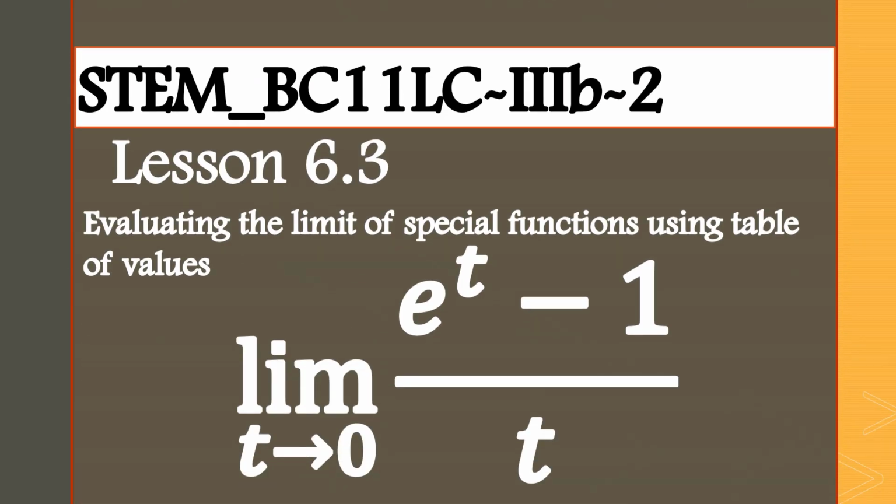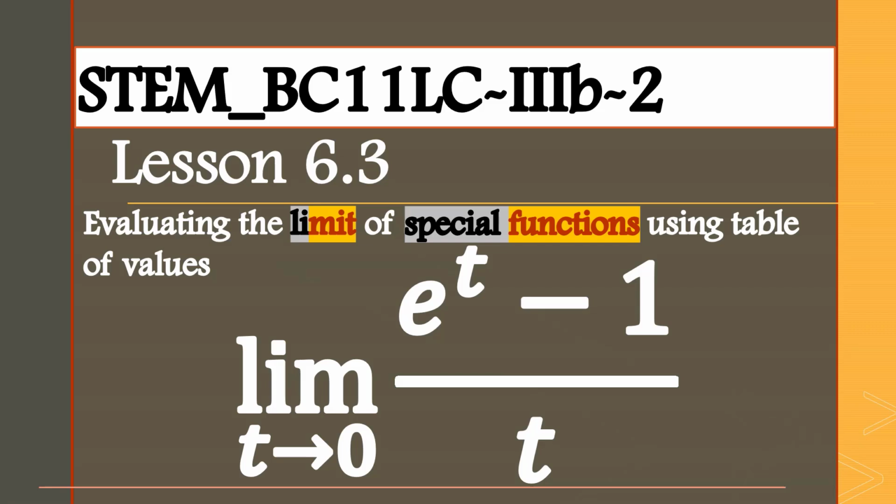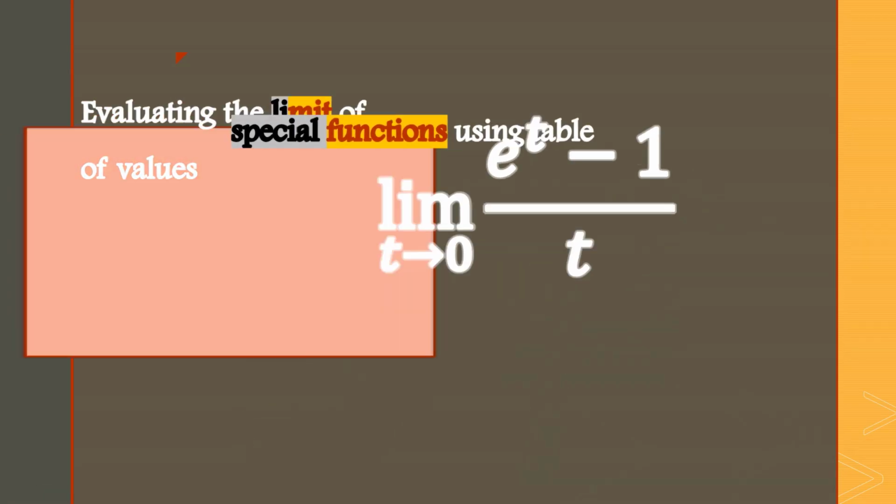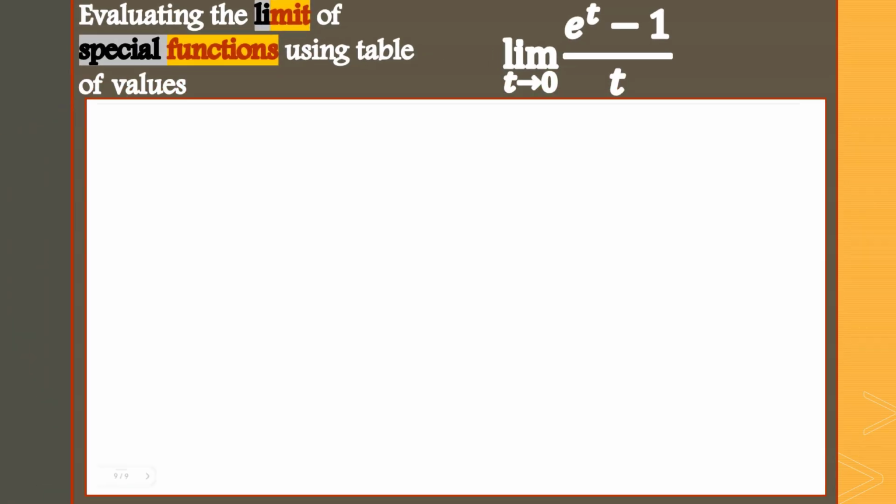Let's evaluate the limit of this given special function, e to the power of t minus 1 all over t, as t approaches 0 using a table of values. This is another special function. It's considered to be a special function because as you look for the limit of this, the limit exists.